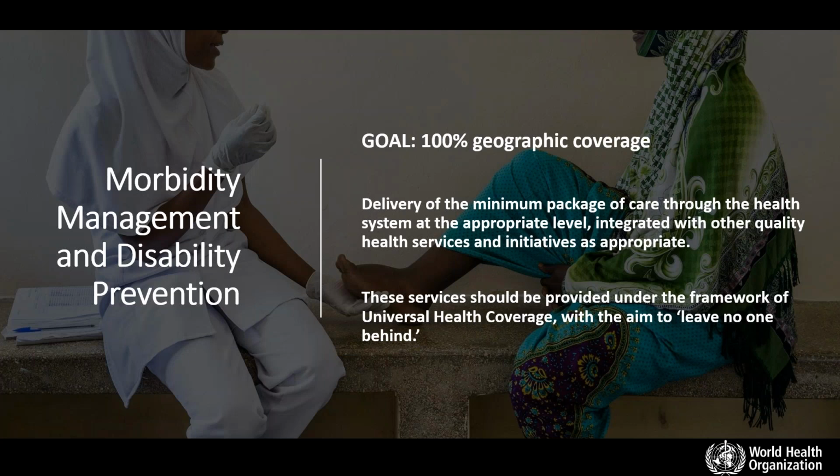The overall goal is to achieve 100% geographic coverage of the delivery of the minimum package of care that's recommended by WHO. And this is recommended through the health system at the appropriate level, integrated with other quality health services and initiatives as appropriate. WHO considers these services to be provided under the framework of universal health coverage, part of the SDGs, with the aim to leave no one behind.